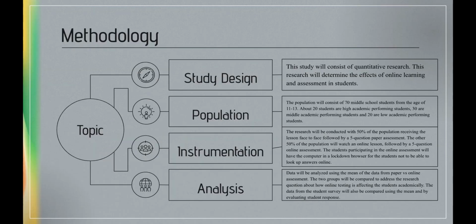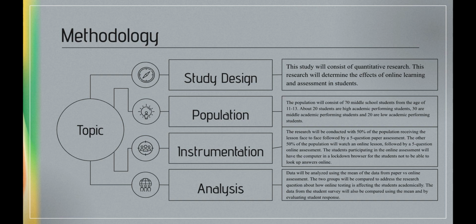Methodology. So my study will consist of quantitative research. This research will determine the effects of online learning and assessments on students. My population will consist of 70 middle school students from the ages of 11 to 13. About 20 of the students are high academic performing students, 30 are middle academic, and 20 are low performing academic students. So there is a mix of different levels of performance in there.